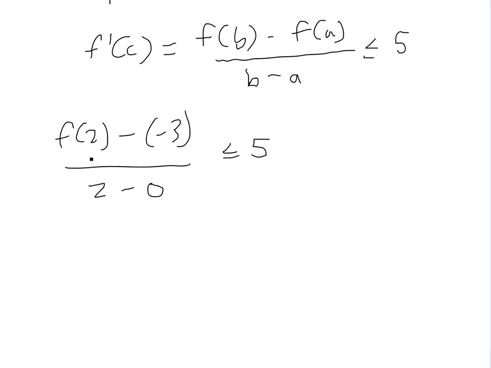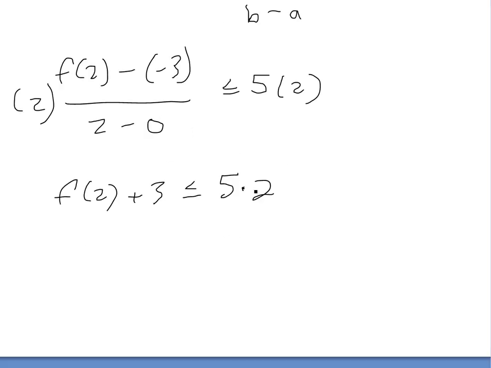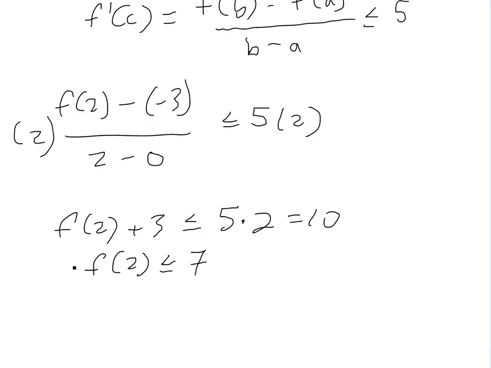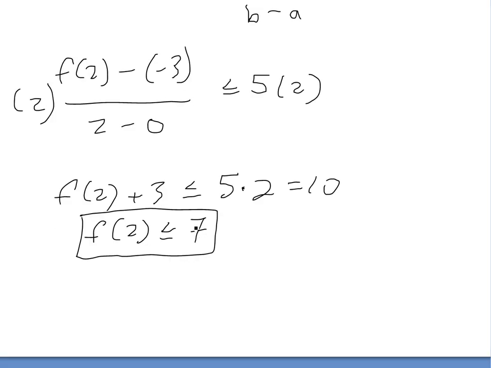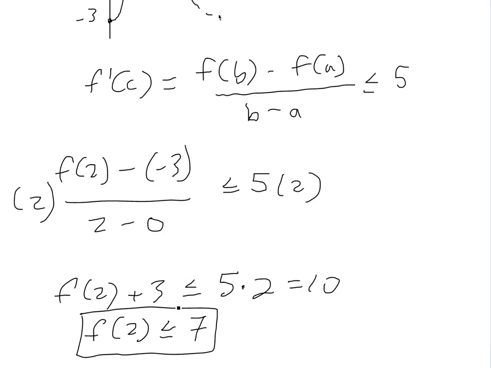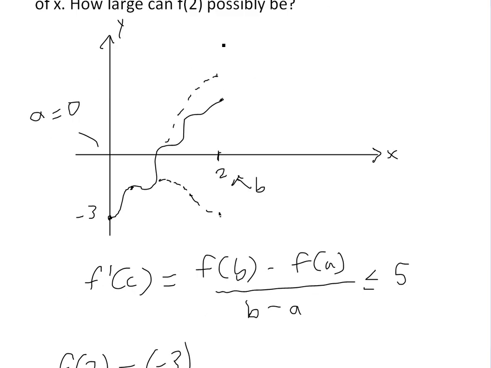Now if we multiply this out on both sides, we get f of 2 plus 3 is less than or equal to 5 times 2. I multiply the 2 out on both sides to get rid of it. So now we get something like this, and this is equal to 10. Now we can subtract 3, so f of 2 is less than or equal to 10 minus 3, which is 7. So basically our answer is this one right over here: f of 2 has to be less than or equal to 7, and that is the highest value it can be, so it should be somewhere over here.